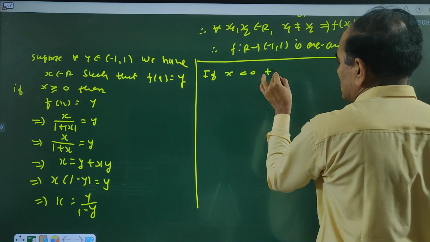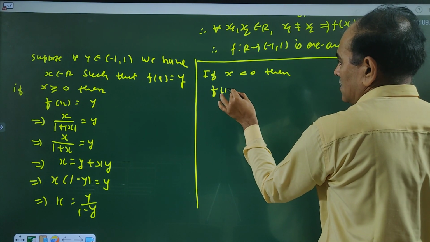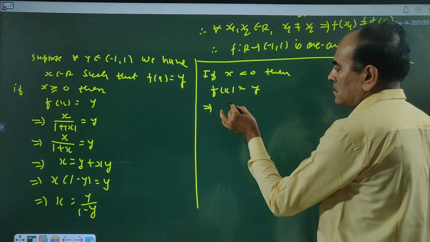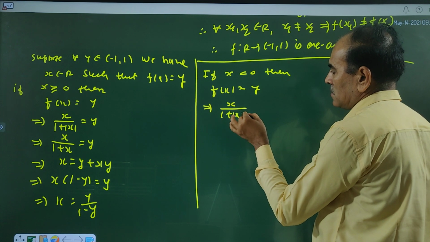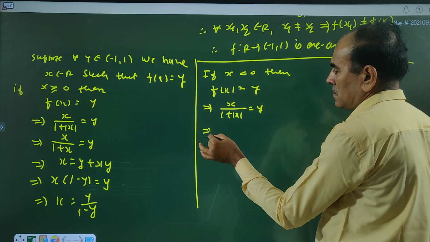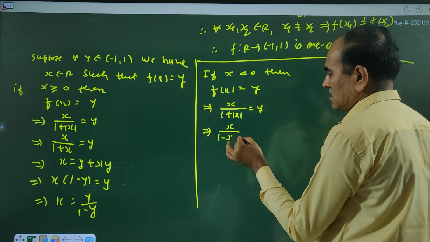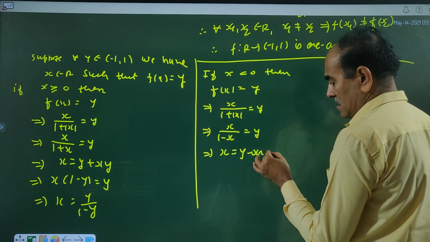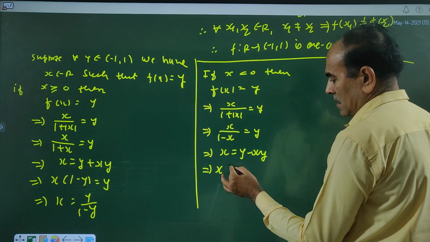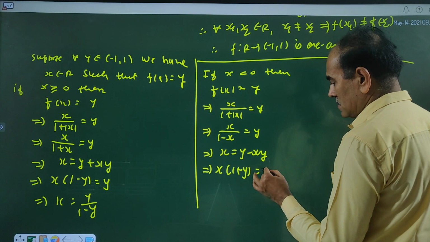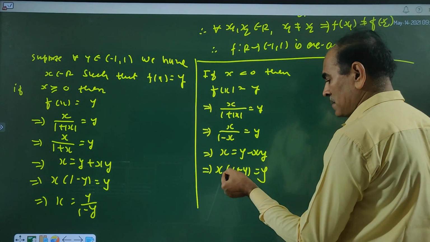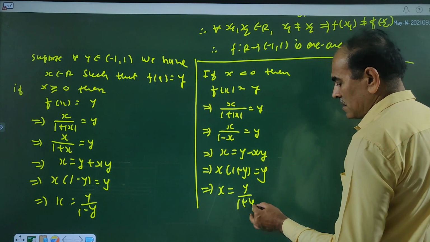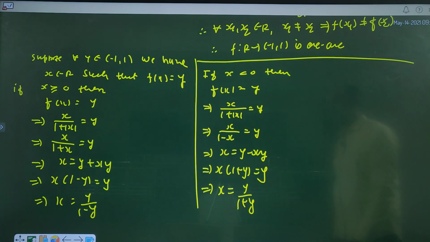If x is less than 0, then f of x is equal to y implies x over 1 plus mod x is equal to y. So x over 1 minus x is equal to y, x is equal to y minus xy. Taking xy on the left hand side and taking x common, x times 1 plus y is equal to y. So x is equal to y over 1 plus y. So in both cases there exists such an x.